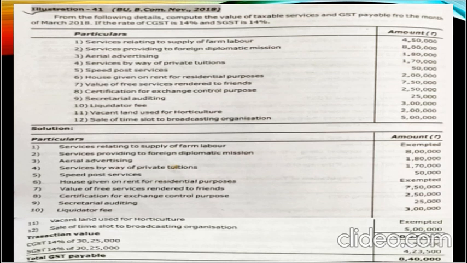As mentioned in the question, CGST and SGST are charged at 14% each on the transaction value. So the central government charges 14% on 30,25,000, which gives 4,23,500, and the state is also charging 14% on the transaction value, 30,25,000 into 14%, which gives us 4,23,500. So the total GST payable is 4,23,500 plus 4,23,500, which gives us 8,47,000.